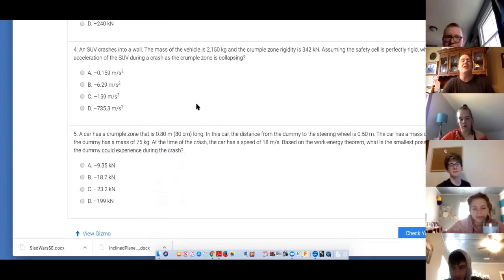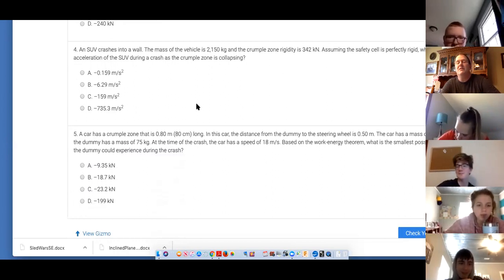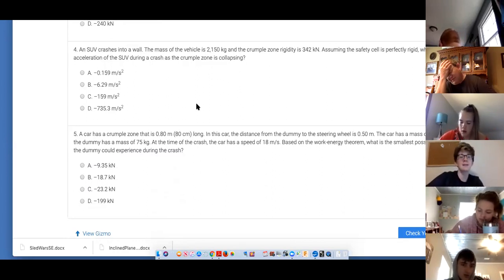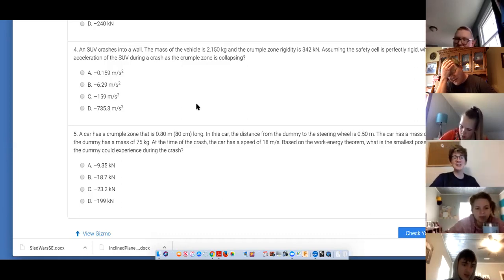An SUV crashes into a wall. What does SUV stand for? I don't know. A vehicle. Big car. Have you ever heard the term SUV? It's a sport utility vehicle.